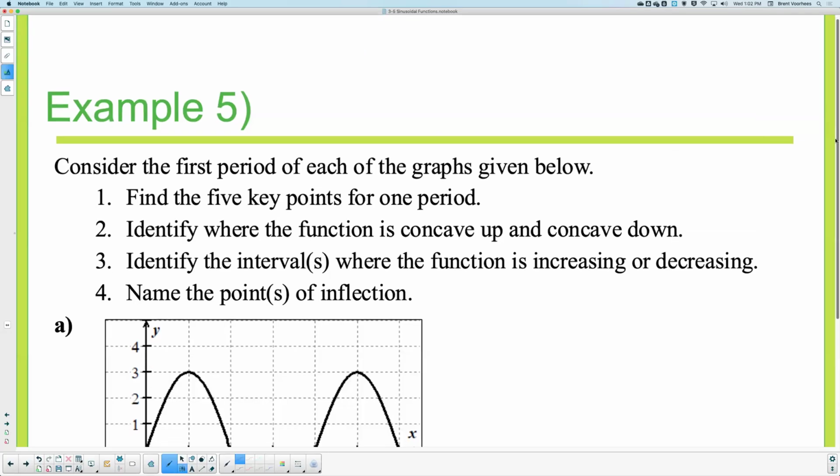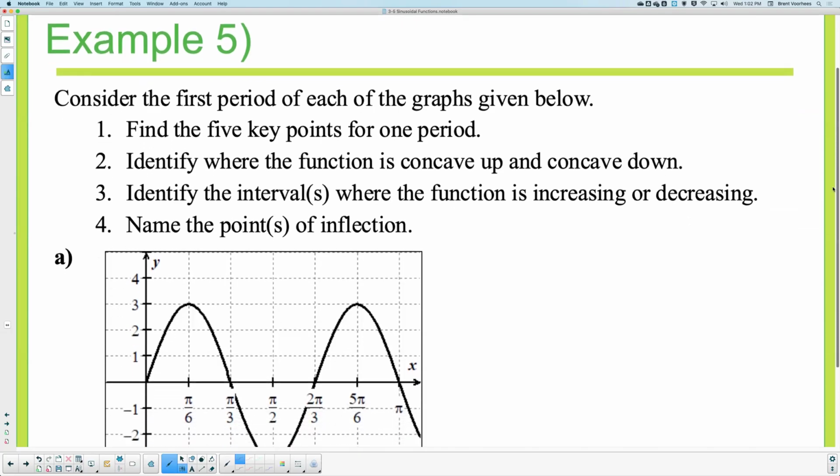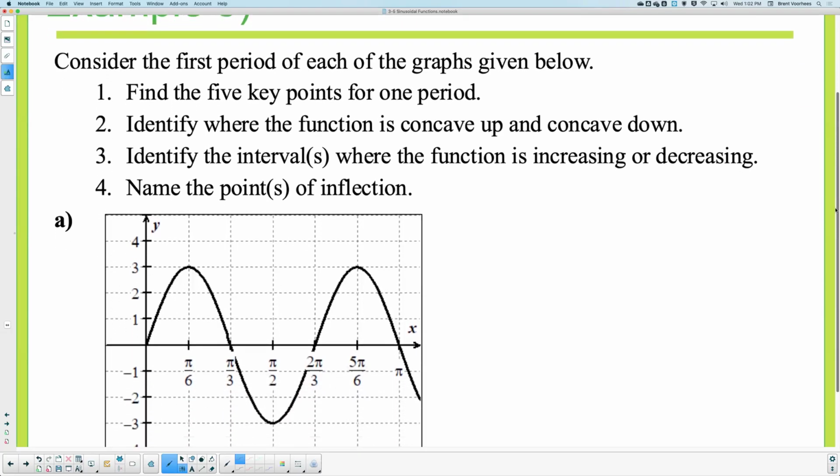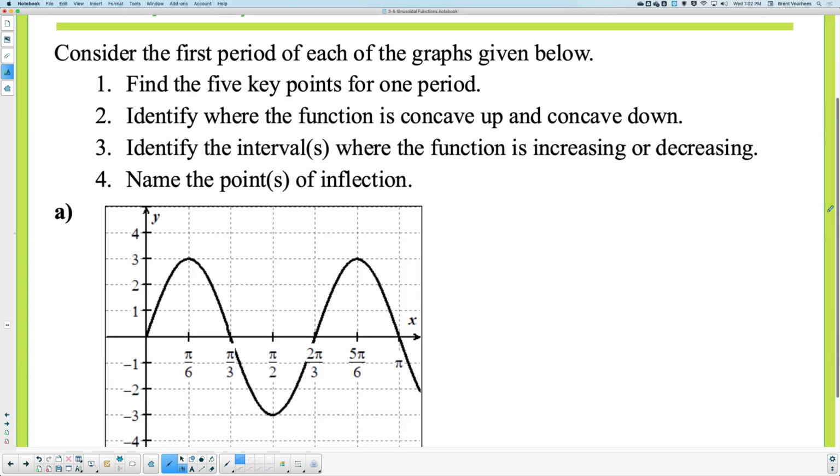Okay, we're going to take a look now at example 5. So here it says, consider the first period of each of the graphs given below. So on this first one, find the 5 key points. What did it mean to be a key point? Do you remember? We're going to identify zeros, maximums, and the minimums. Okay, so on this one, I see 1, 2, 3, 4, 5, 6, 7. Looks like there's actually 7.